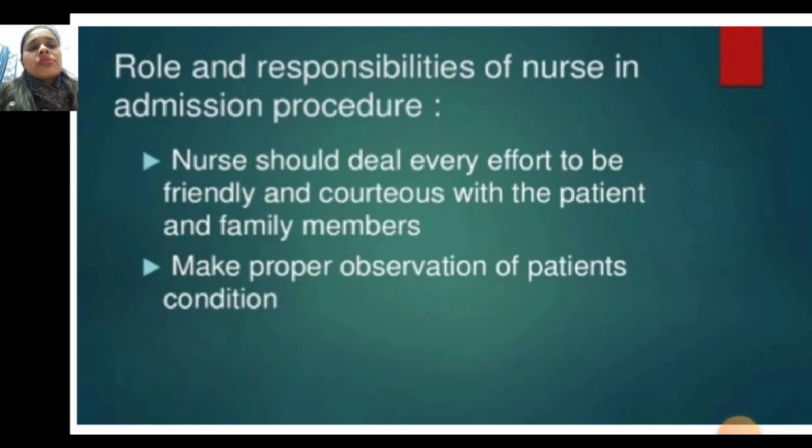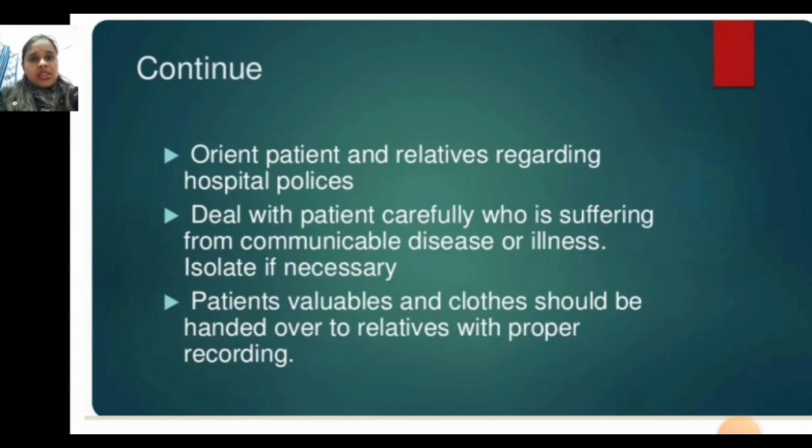Roles and responsibilities of a nurse in admission procedure. Nurse should make every effort to be friendly and courteous with the patient and family members. Make proper observation of patient condition.